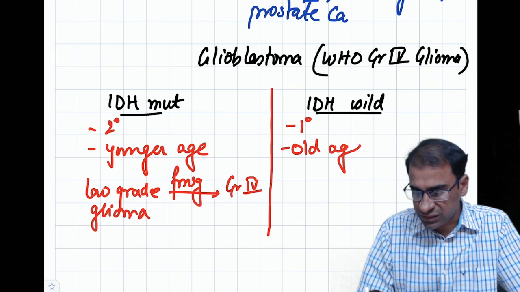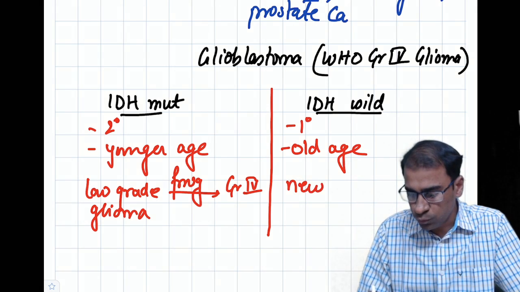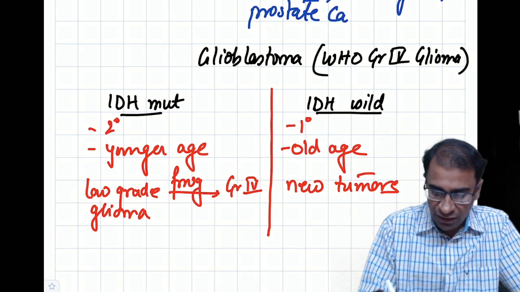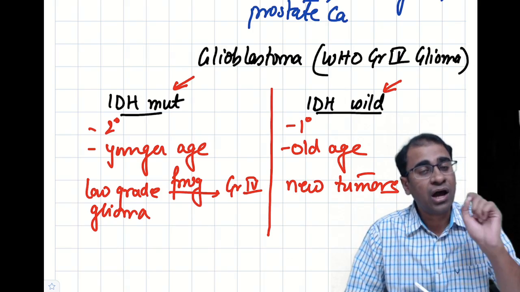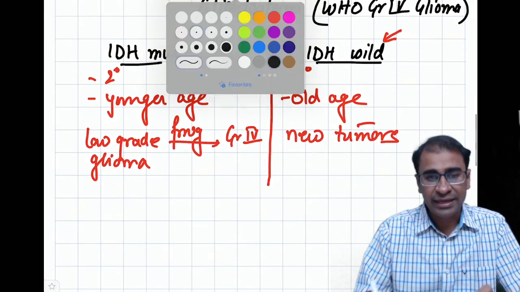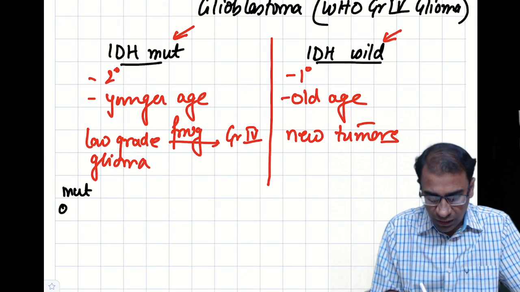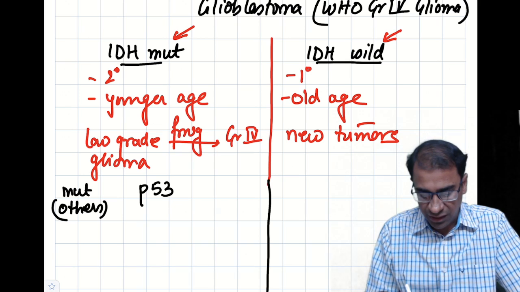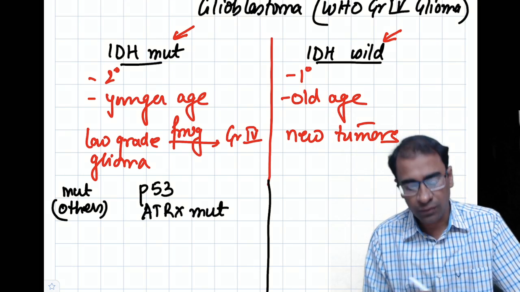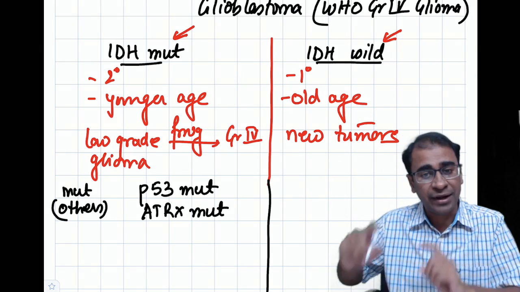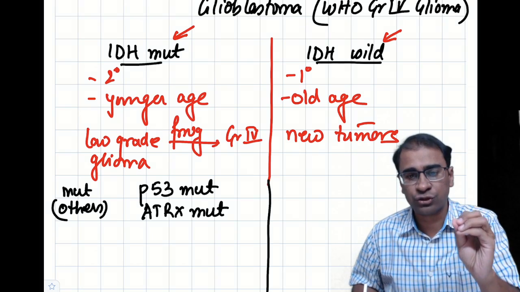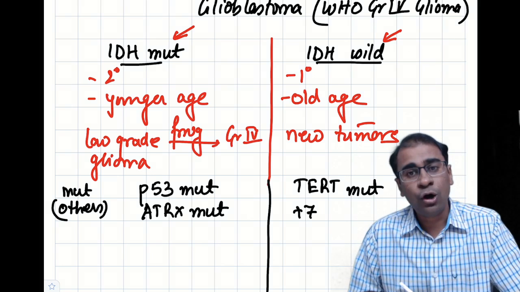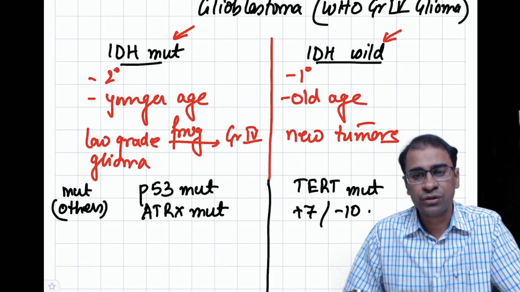If you compare this to the IDH wild type, those are called primary. They are seen in old age, and remember, they are new tumors. Now what else should you know? Obviously, one piece of information is IDH mutation here, and this is the IDH wild or unmutated type. Remember guys, there are some other mutations seen in these gliomas, which may be a question this year. It is the P53 mutation and the ATRX mutation. But in the primary or wild type glioblastoma, there is a TERT mutation, and a gain of chromosome 7 or a loss of chromosome 10.